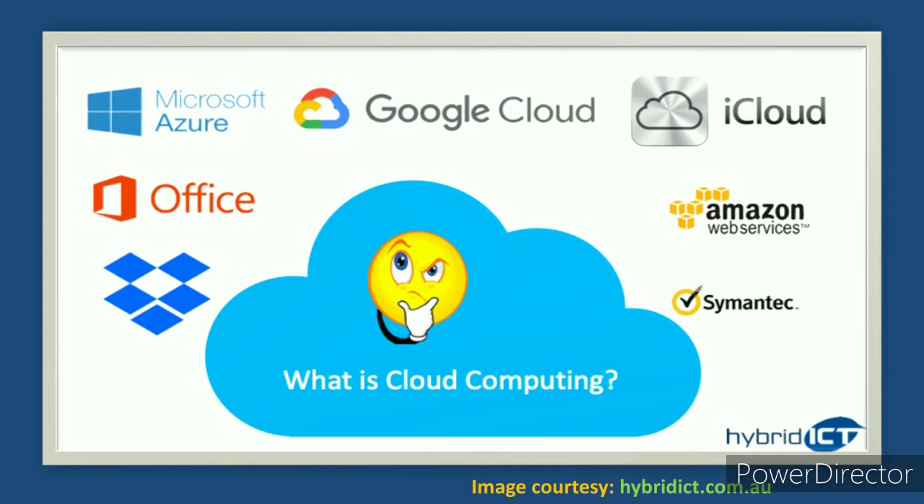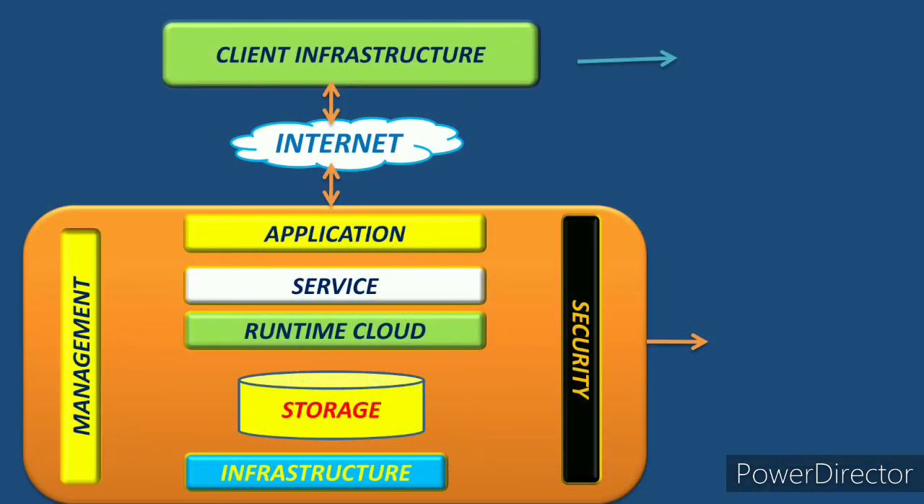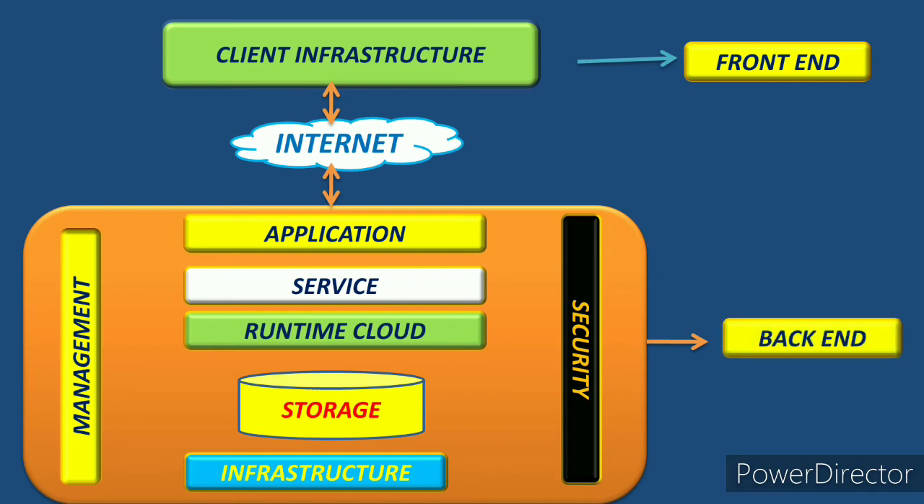So you can find out how things work, or better to say, in this very introductory step, you simply have to know the very basic idea about its architecture. So as far as the architecture is concerned, it is a combination of a front end as well as a back end. The front end involves the client infrastructure, that means the end user with the web browser, and the backend is basically the collection of applications, services, runtime cloud and storage infrastructure, which is managed and secured.